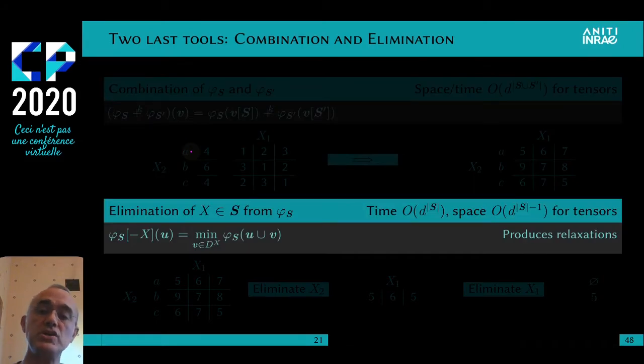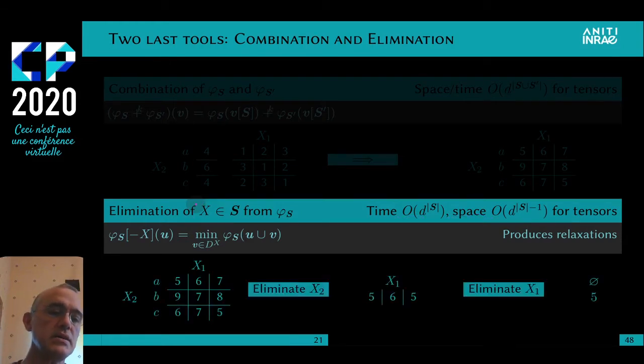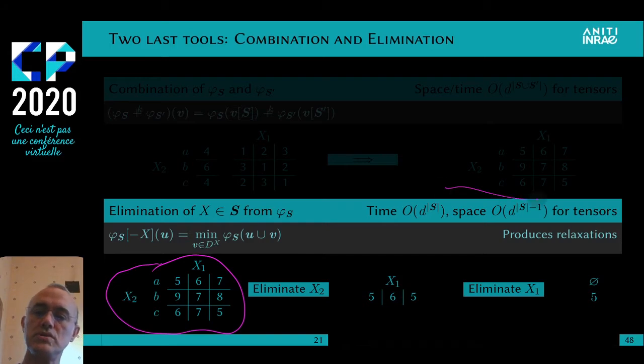The second operation is also expensive in time and space. There are always exponentials in the scopes. It simply takes into account the fact that we are optimizing, and it tries to get rid of a variable in the scope of a function, assuming that it will be assigned to its optimal value for this function. So imagine that we have a function of two variables, x1 and x2. This is this function here. And we want to get rid of the variable x2 because we assume it will be optimized out.